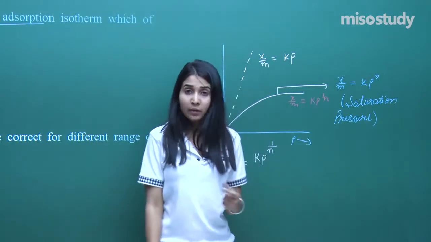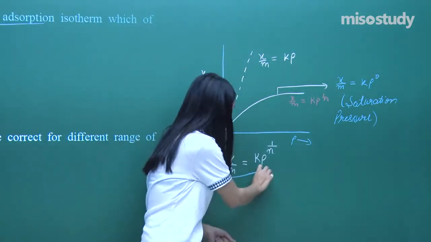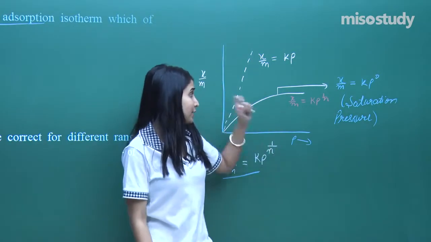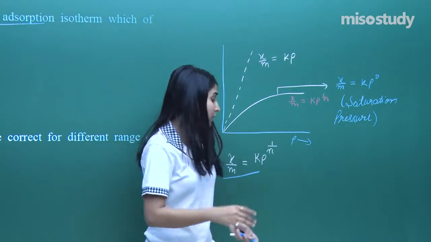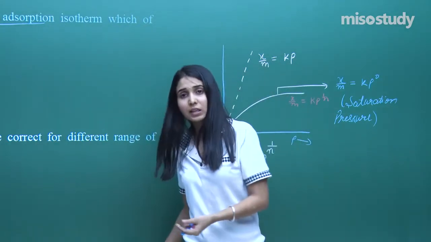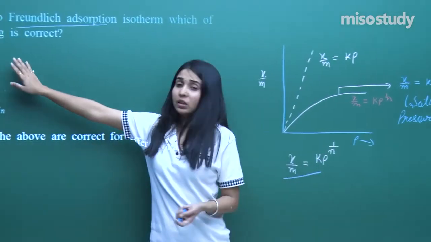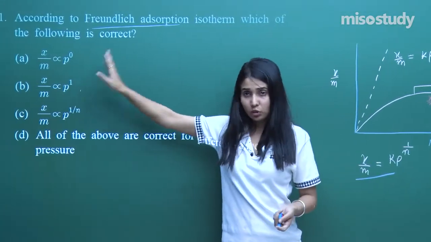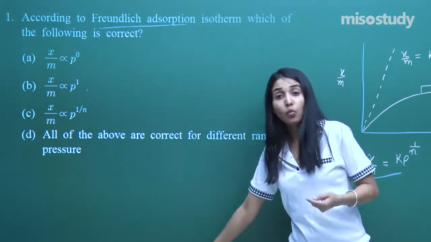It means that whenever I have to draw my Freundlich adsorption isotherm, I should know the basic formula. This is the formula, and when I start drawing the graph and look at different pressure ranges, there are different ways to write it. So of course I can say that it can be written in the first format where it is proportional to the pressure to the power 0, to the power 1, or even to the power 1 upon n.